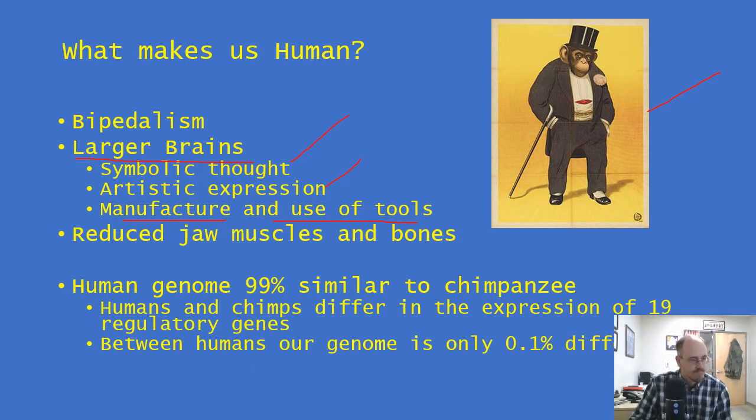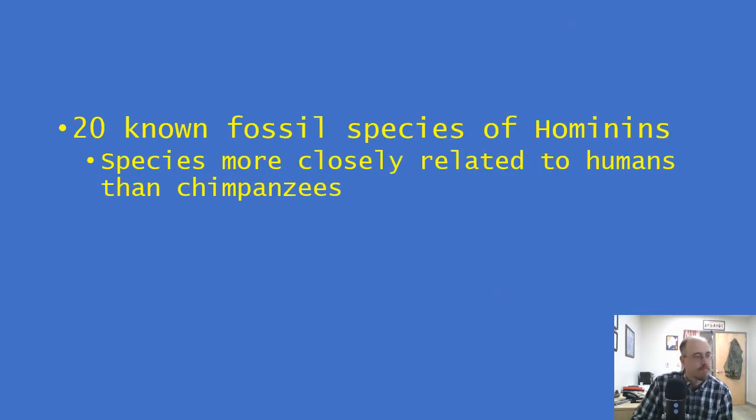And then within humanity, if you compare different humans, our genome is only 0.1% different. So 1% different between humans and chimps, and 0.1% different between different humans. So we're pretty similar in our DNA as a species.